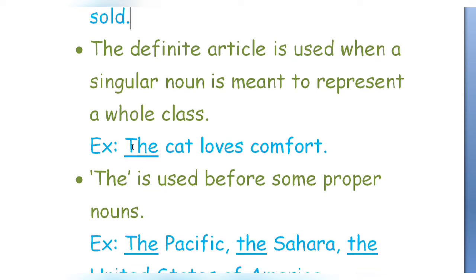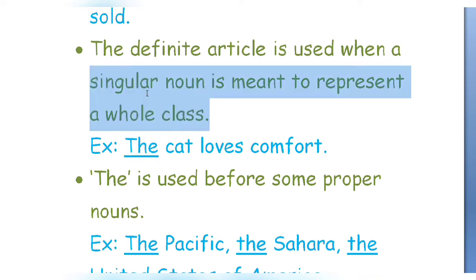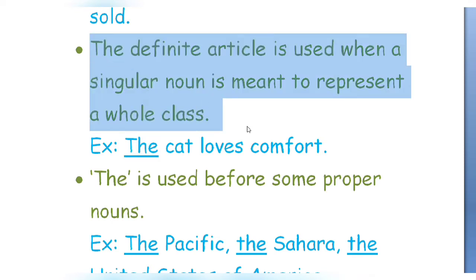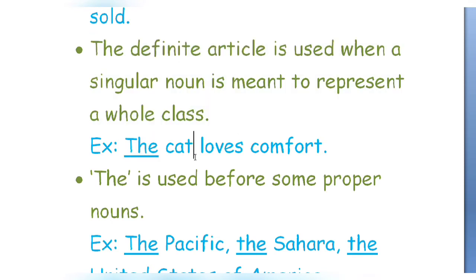Look at the example. The cat loves comfort. Now, why do we use the over here? What does this sentence mean? Now see, we are using the word cat actually to refer to the whole class of cats. We are not talking about any one particular cat. By saying the cat loves comfort, we are referring to the whole class of cats. That is all the cats. The cat loves comfort. So in such cases, you use the definite article the.